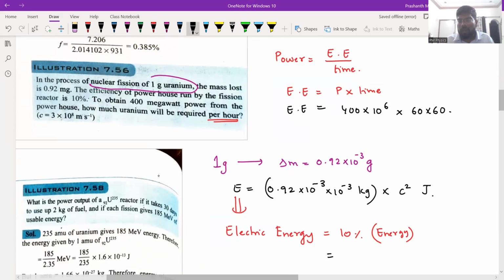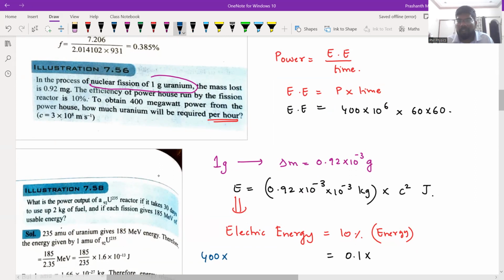This much electric energy comes from the energy, out of which 10% is there. That is, 10% is 0.1 times of it. I can substitute this electric energy here. I'm doing the question from two sides. From the first sentence, I've written some information. From the last sentence, I've written some information. And now I'm joining both the ends.